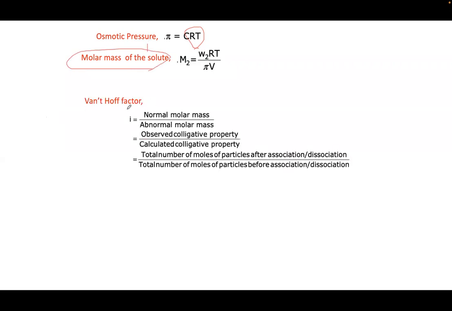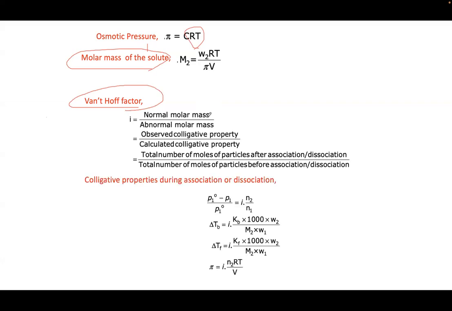Next, when there is incomplete association or dissociation, there will be something called the Van't Hoff factor. This shows that the exact molar mass that we expect might not be there, so there will be a normal molar mass and an abnormal molar mass. In these cases, we get a factor i. This is the same for everything: observed colligative property divided by calculated colligative property, or total number of particles after association or dissociation over total number of particles before, total number of moles of particles, same thing. So this i value should be taken into account.